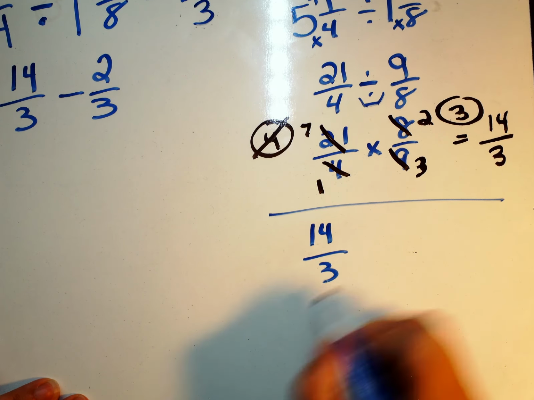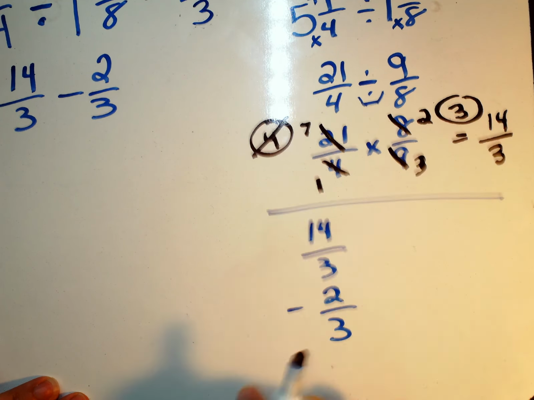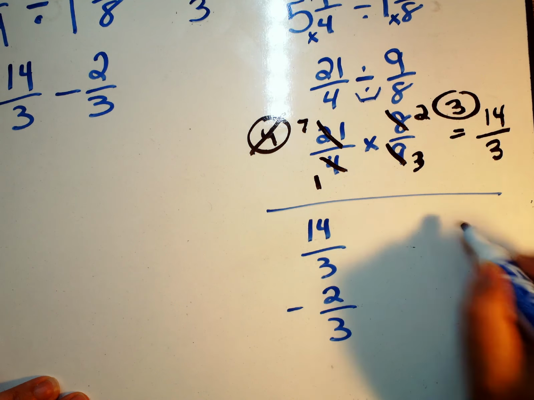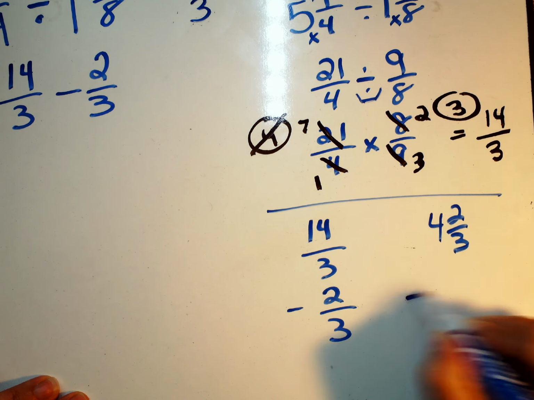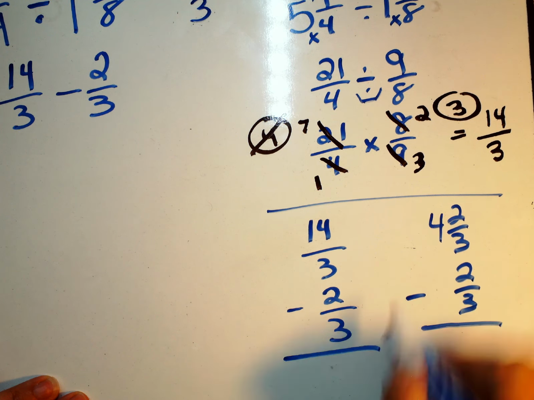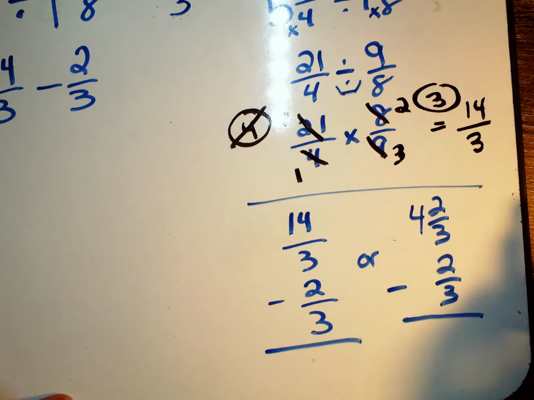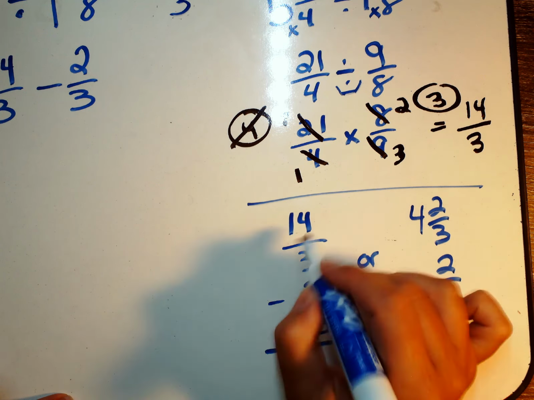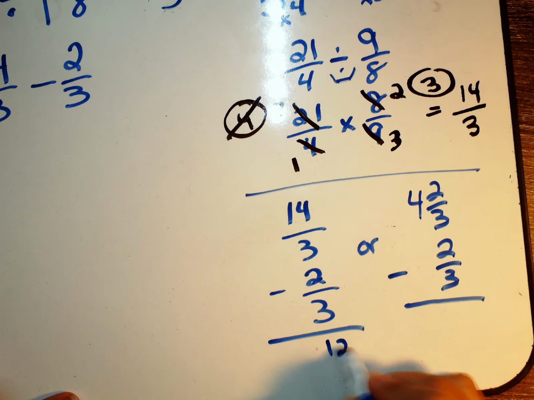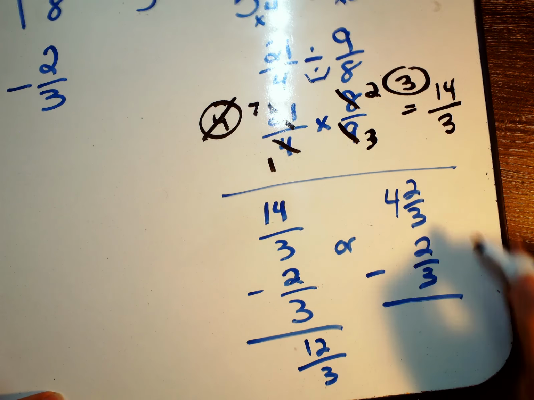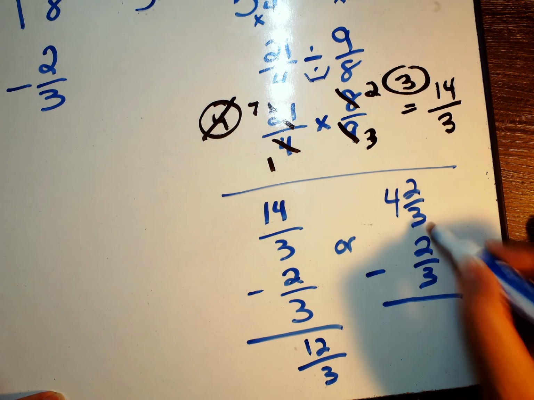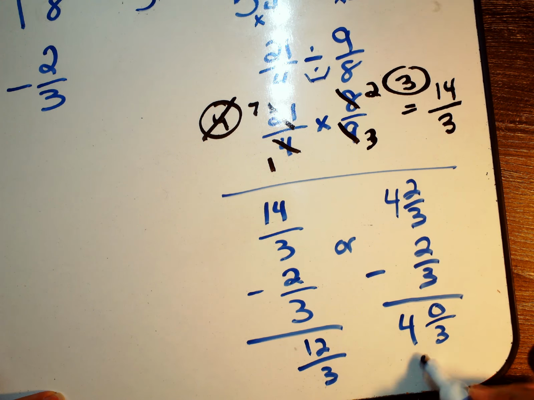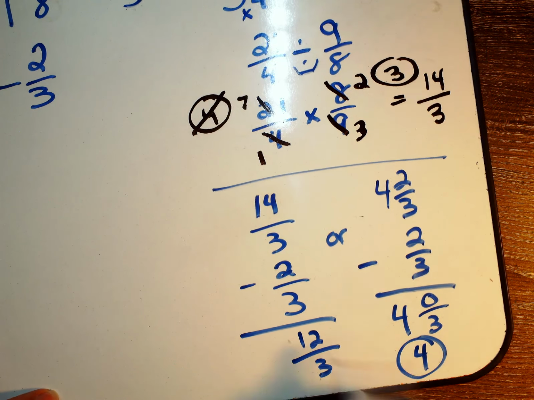You can do 14/3 minus 2/3, or if you wanted to make this a mixed number, 14/3 is 4 2/3 minus 2/3. So you could do it either way. What's great is that they're both common denominators. We have 3 and we have 3. So all we have to do is 14 minus 2, which is 12/3. If we do it this way, 2/3 minus 2/3 is 0/3. And then you bring down the 4. So really your answer is 4.